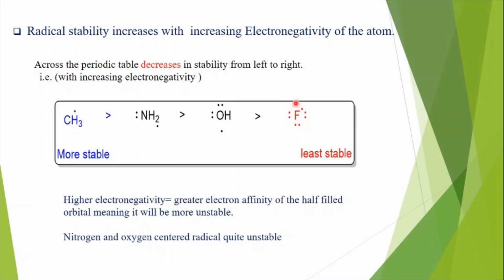So as the electronegativity increases, the stability of that radical decreases. Carbon is less electronegative, that's why it is more stable, while fluorine is more electronegative, that's why it is less stable. And the reason is higher electronegativity. It means greater electron affinity of the half filled orbital, meaning it will be more unstable. So nitrogen and oxygen centered radicals are quite unstable because they have high electronegativity.